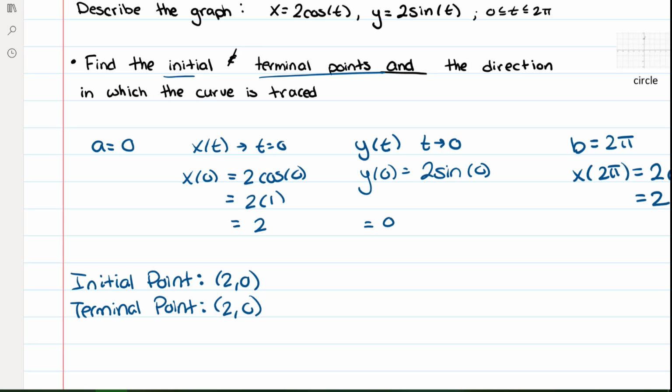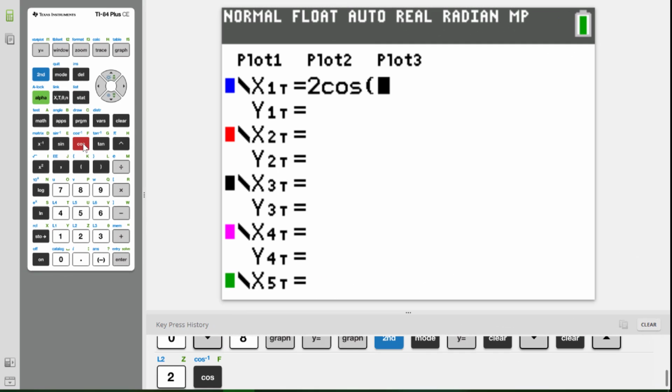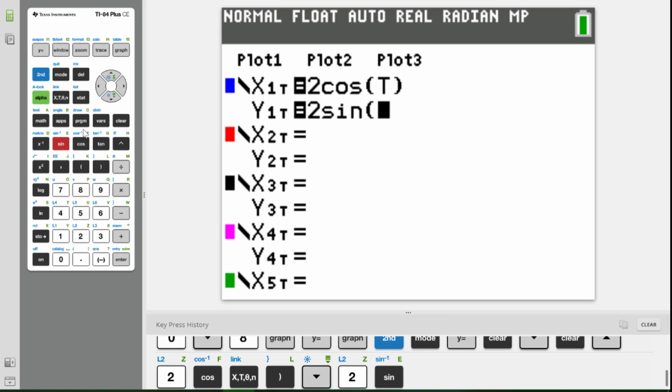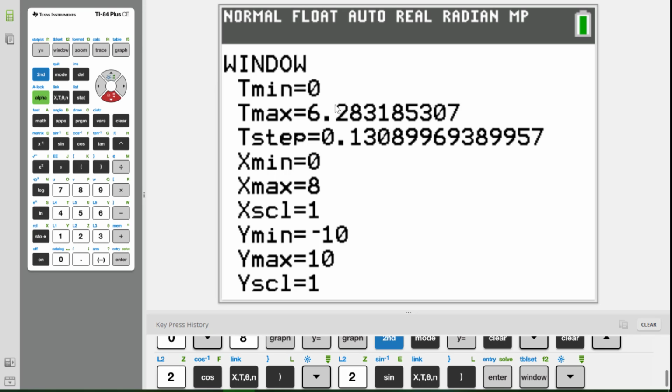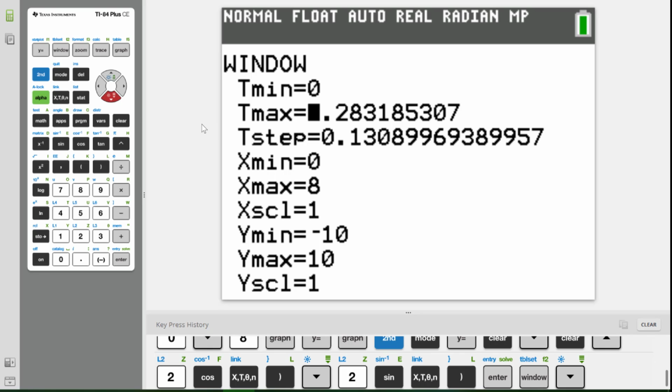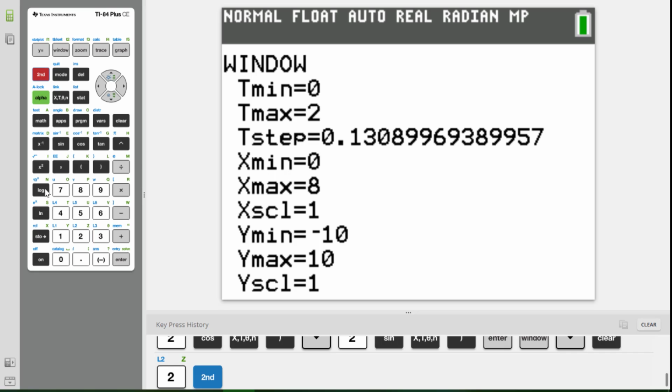Now, in order to find out which direction it travels, we could plug in a bunch of values and see what we get, or we could just graph it on our calculator. So on your calculator, you want to go ahead and type in the equations, and then push enter. For my window, I know that it's going to be 2 sine, so I'm going to make this go from 0 to 2 pi, which is 6.28. And in here, you can actually just type in 2 pi, and it'll fix it for you.